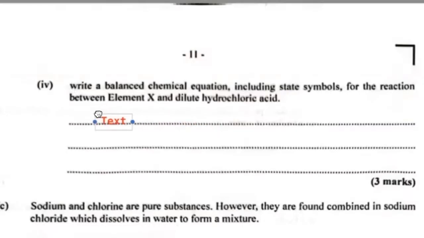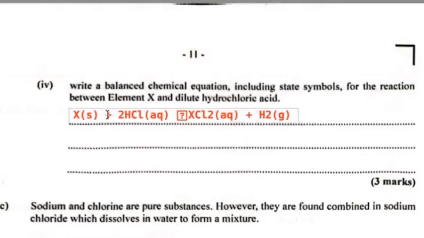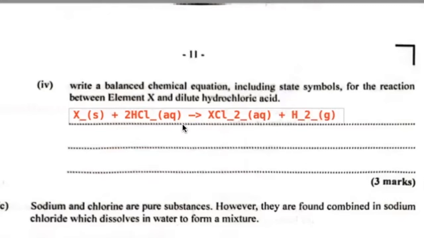This is part 4 of B. Write a balanced chemical equation including the state symbols for the reaction between element X and dilute acid. We might lose some subscripts here. All right, so let's put in an underscore to tell us where we'll have subscripts. So the aqueous there is underscore. That's our arrow. So this is, that's underscore as well.